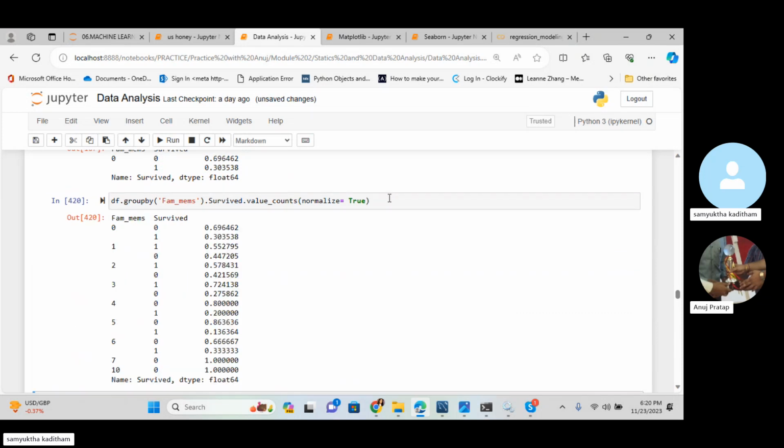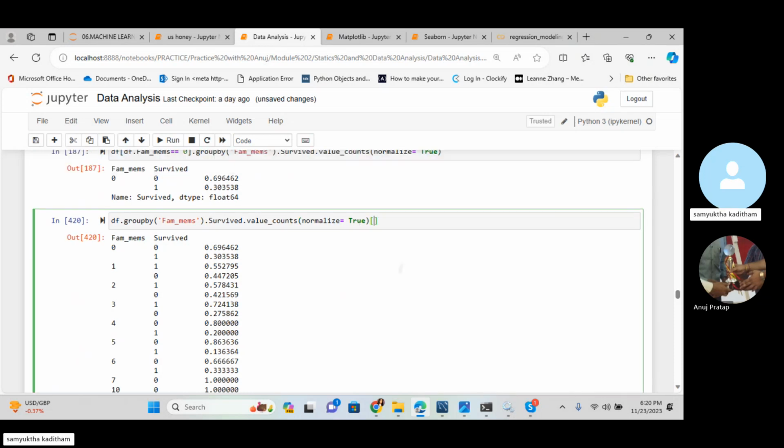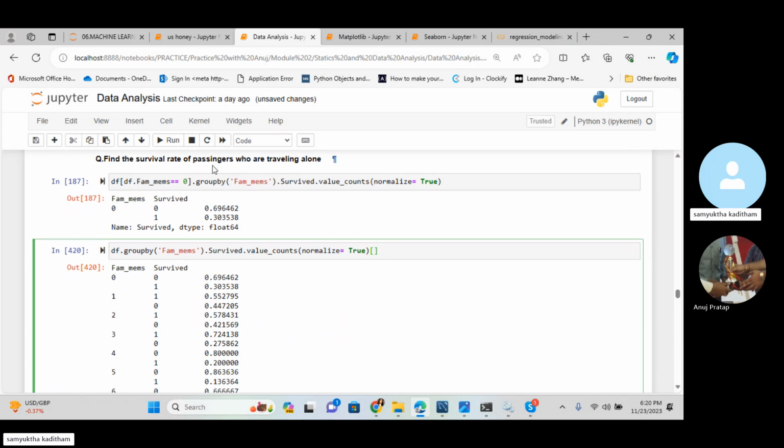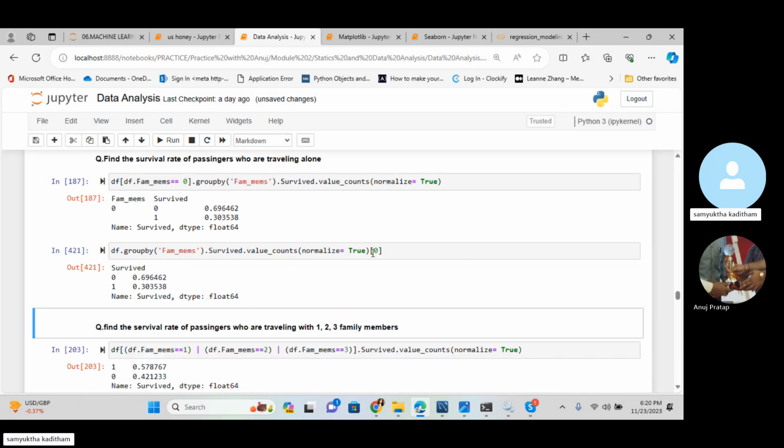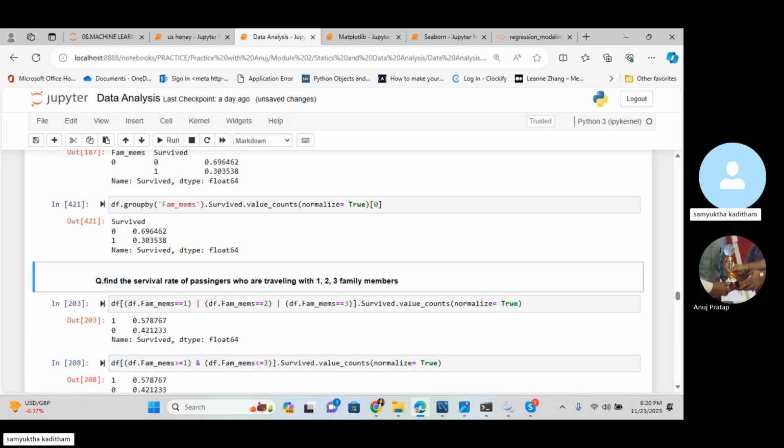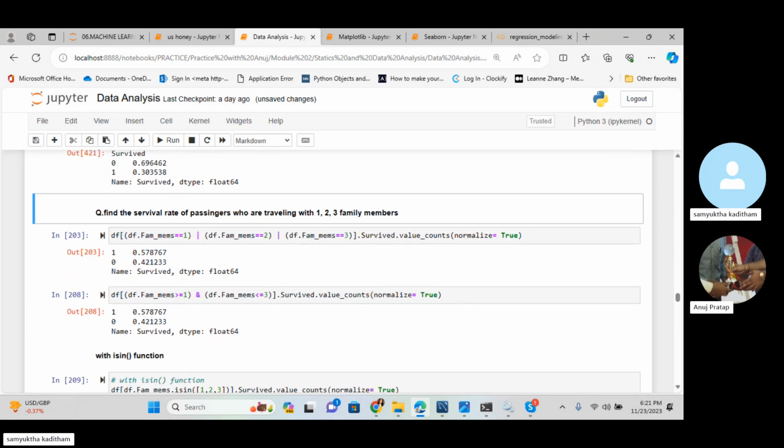Without this it also comes. If we do group by directly without the condition we can do that too, but here we need only the alone people, right? So we have to select this index here. It will give this one, but in a slightly different way. It is showing slightly different.